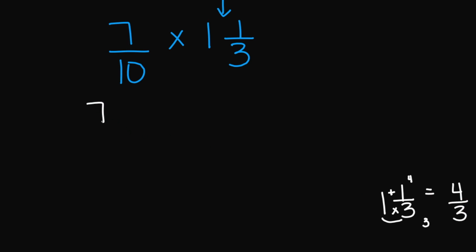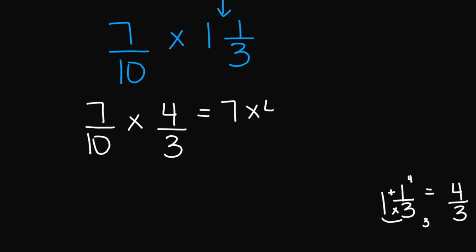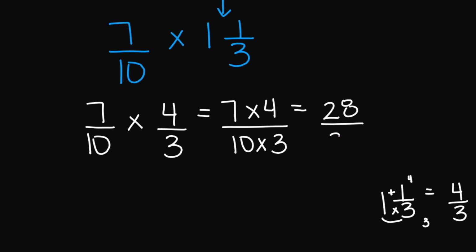So I have 7 over 10 times 4 over 3. Now I'm going to go ahead and multiply across. So 7 times 4 is going to be in my numerator. And then in my denominator, we have 10 times 3. So 7 times 4 is going to give us 28. In my denominator, 10 times 3, this is going to give us 30.